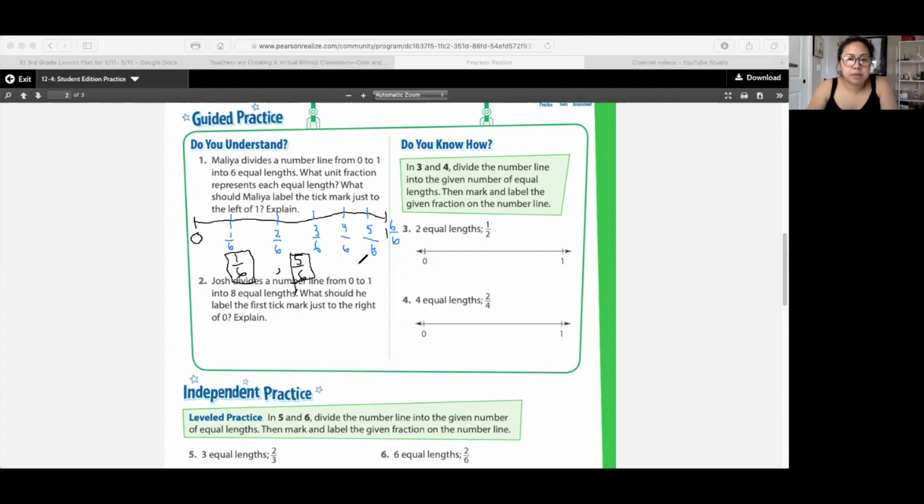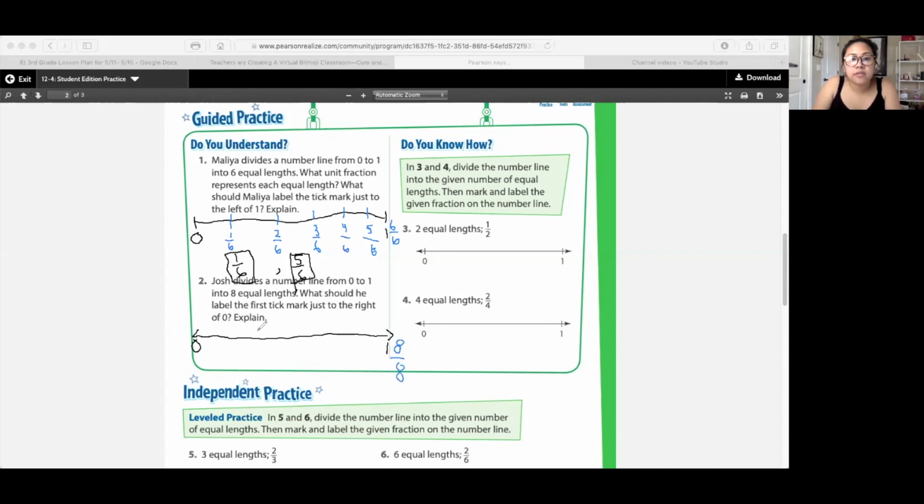Okay, moving on to number 2. Josh divides a number line from 0 to 1 into 8 equal lengths. What should he label the first tick mark just to the right of 0? Explain. Same thing. I would draw a number line. Have it 0 to 1. And since we know it's going to be divided into 8 equal lengths, we already know that the 1 is a whole, so it's going to represent 8 over 8.